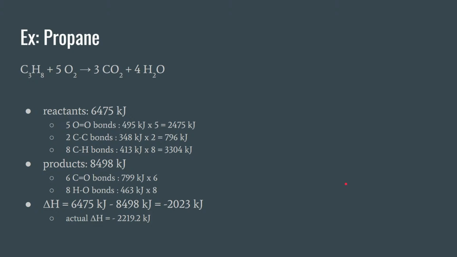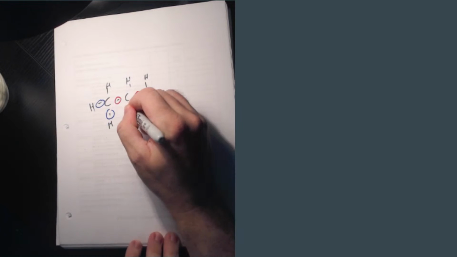So, for example, propane plus oxygen makes CO2 and H2O. So we look at our propane. Let me bring it up. When you draw out propane, it's C, C, C, with H, H, H, H, H, H, H, H. All right, so we look inside propane. We see 2 carbon-carbon single bonds, and then 8 carbon-hydrogen single bonds.